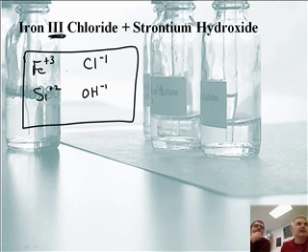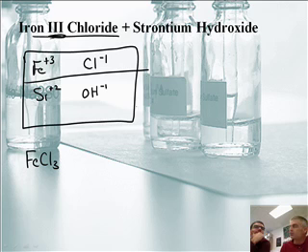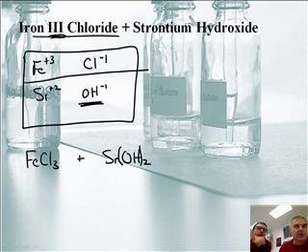So let's figure this out. I'm going to put together iron 3 chloride, so that'll be FeCl3, because when I put these together, the charges have to add up to 0. Plus strontium hydroxide, Sr(OH)2. You need parentheses around hydroxide. A common mistake I see too many times: hydroxide is OH, so you need 2 OHs, not 1 O and 2 H's. Now we're going to trade partners.